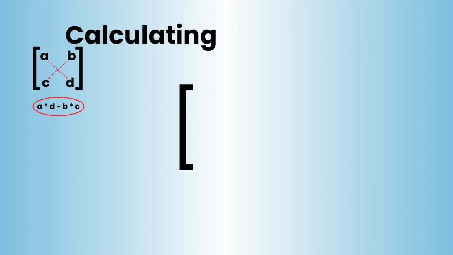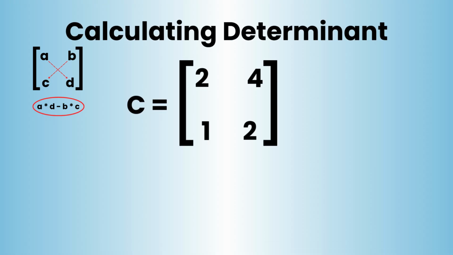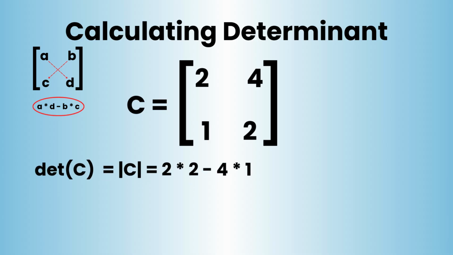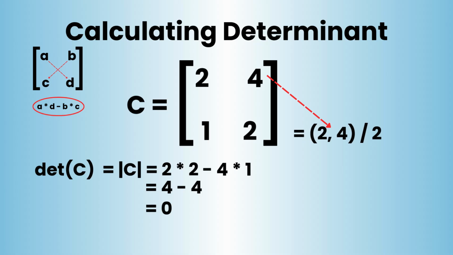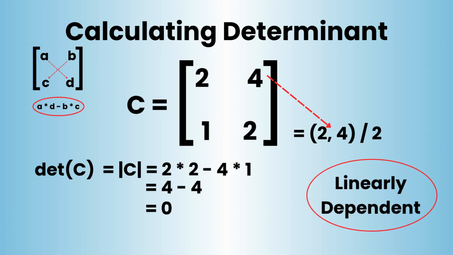If we take matrix C with 2, comma 4 in the first row and 1, comma 2 in the second row, the determinant is 2 times 2 minus 4 times 1, which is 4 minus 4, giving us 0. If we look closely, row 2 is exactly half of row 1. The rows are linearly dependent.